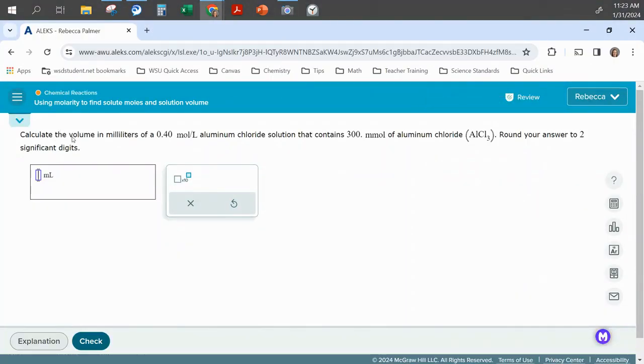This one says, calculate the volume. And the volume is in milliliters. So I like to look at the box to look at the units. That will tell me the volume. Calculate the volume in milliliters of a 0.4 moles per liter aluminum chloride solution that contains 300 millimoles of aluminum chloride. Round to 2 significant digits. So on the test, it's not going to tell me how many significant digits to use. So I have to figure that out. This one has 2. This one has 3. We're going to be doing multiplication or division. So we're going to keep the least number of sig figs, so we're going to keep 2.